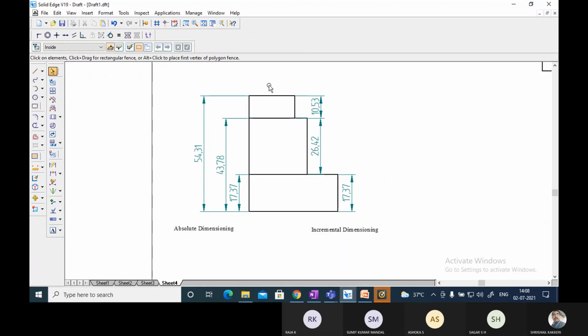See here, for the same job, I have taken the dimensions step by step. I have taken the previous as the position and measured the next dimensions. Correct? No? Yes or no?